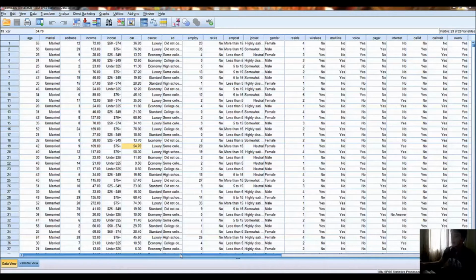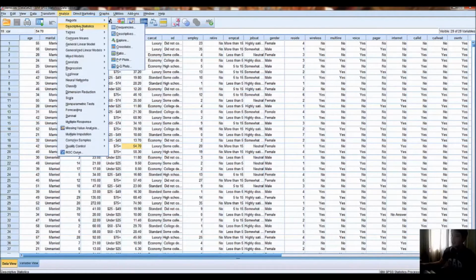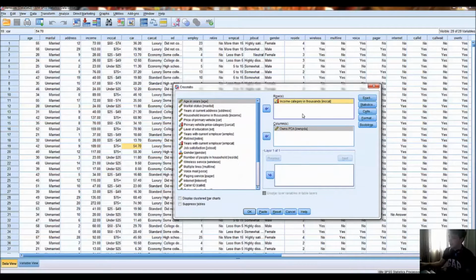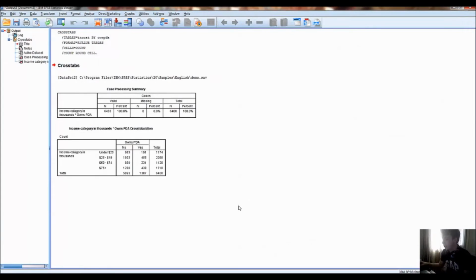Okay, so to start off with, you go to Analyze, Descriptive Statistics, and then Crosstabs. Depending on which two variables you want to correlate and determine if there's a relationship between them, you add them in rows and columns. In this case, I'm adding income category in thousands of dollars into the rows, and I'll be comparing it or cross-checking it versus the variable of whether the individual owns a PDA or not. Okay, then you just click OK, and SPSS creates the output for you.